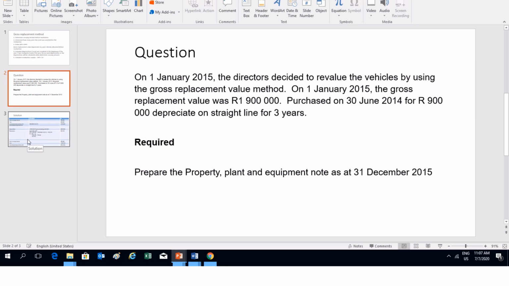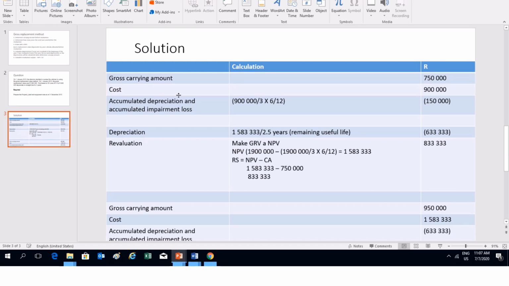Let's go to the solution. The first thing that I know is my cost, and I must start first by doing what? Accumulated depreciation at the beginning of the year of what? January 2015. I know this thing was purchased on 30 June 2014, which is 6 months, but the straight line is how much? We're using useful life of 3 years on a straight line. Then I get 150. My carrying amount on the first is 750.